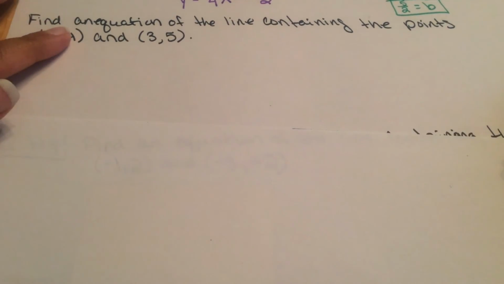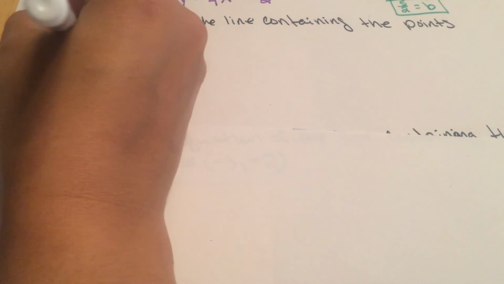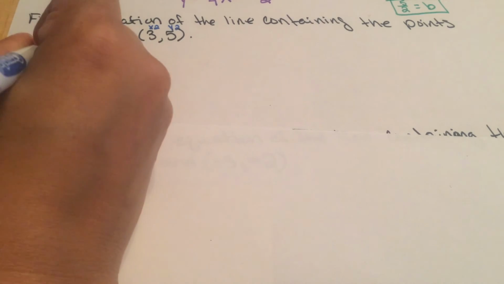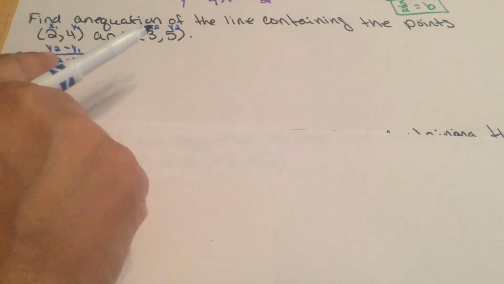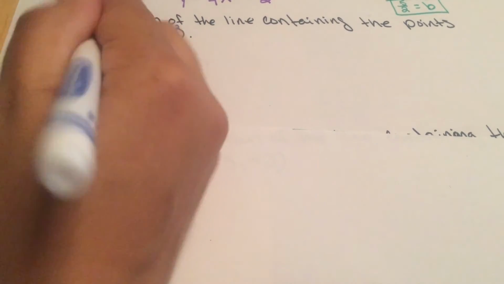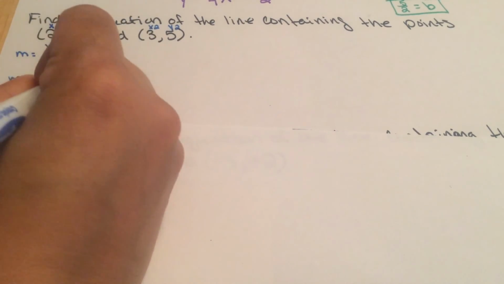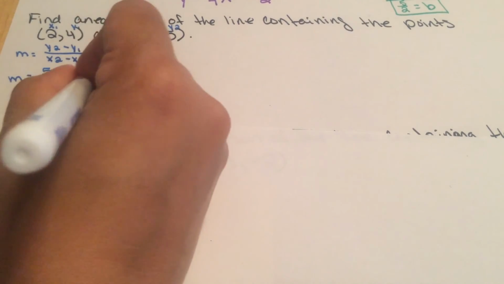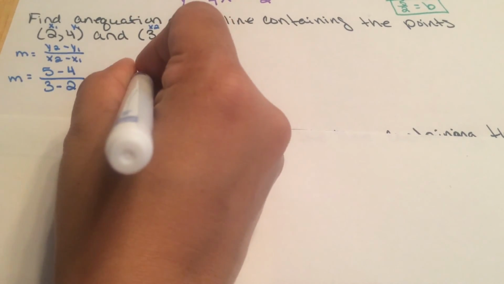So on this one, it's asking us to find an equation of the line containing the points 2, 4, and 3, 5. Again, I can't do much with 2 points, but I can find the slope. So that's exactly where I'm going to start. Let me label my points. Go ahead and put them into my slope formula. So y2 is 5 minus y1 is 4 over x2 is 3 minus x1 is 2. 5 minus 4, 1. 3 minus 2, 1. 1 over 1 is 1.